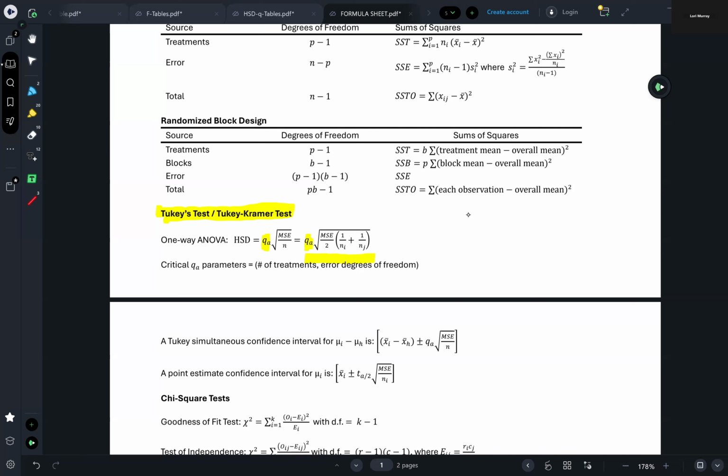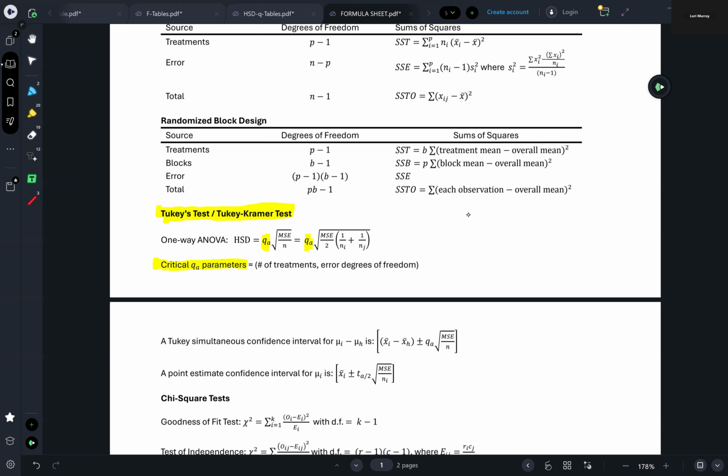That's why you have an n subscript i and an n subscript j. So that's when you would use this part of the equation, when the columns are not the same, or the size of each group is a different size. All right, so those Q's are what we want from the table. Those are the critical value.